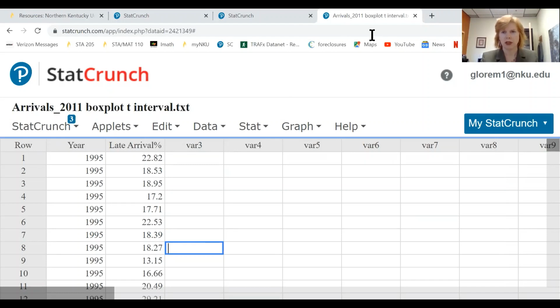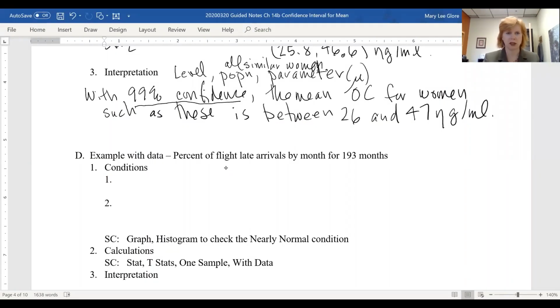So in order to do that, let's go back to my notes. Before we do that, we should check the conditions. All right. The first one is randomization or independence.